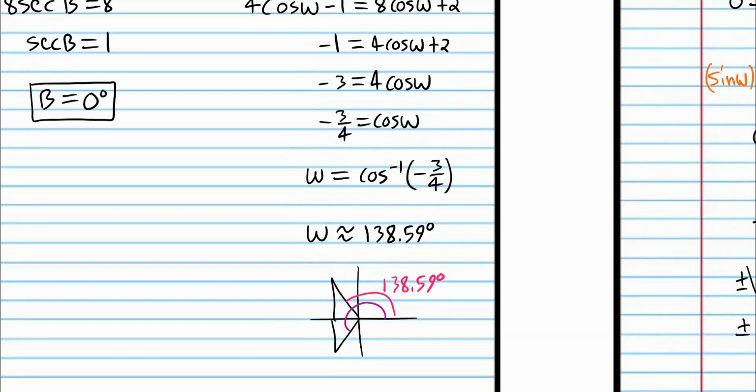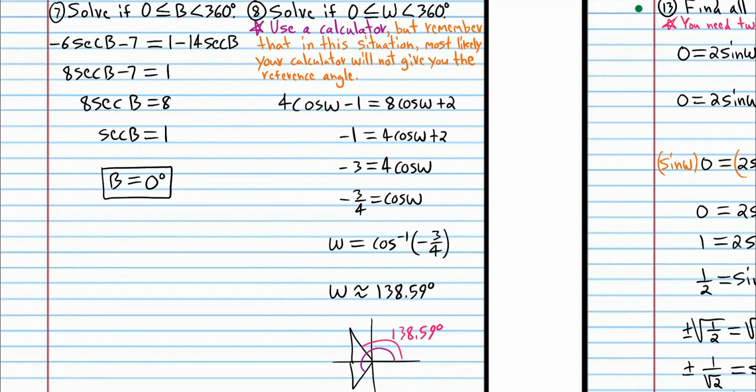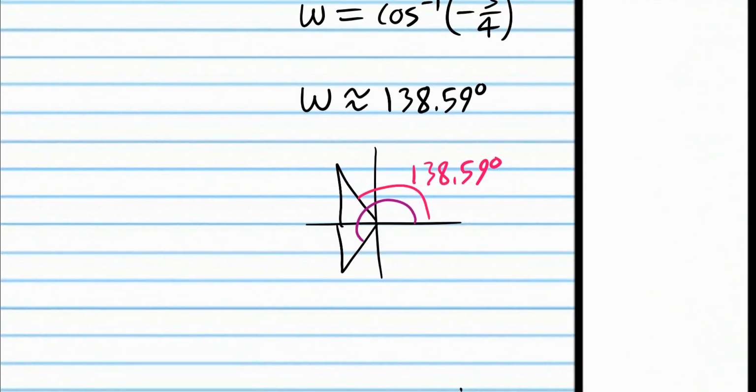So we need to find that purple. We're only looking for the solutions between 0 and 360. So we need to find the purple, but before we do that, we have to find the green reference angle. In order to do that, we just subtract 138.59 from 180, and we get 41.4. So that's 41.4 degrees. Now we just add 41.4 degrees to 180. And how do I know to do this? Well, we've already gone over this. This is just basic geometry.